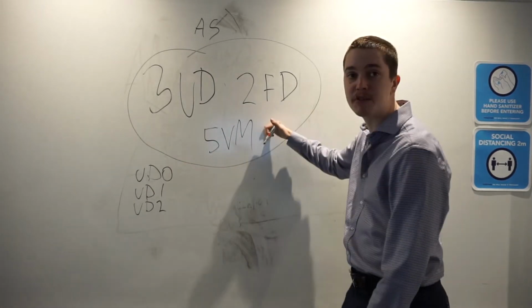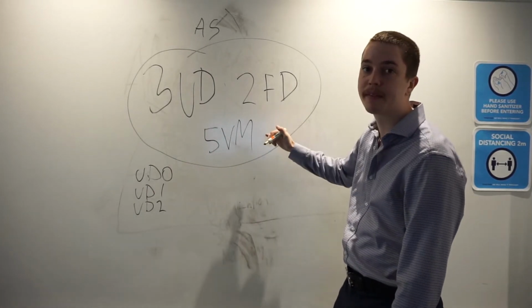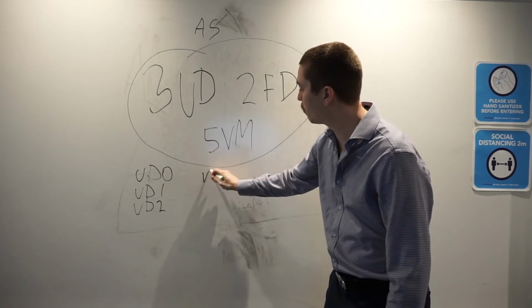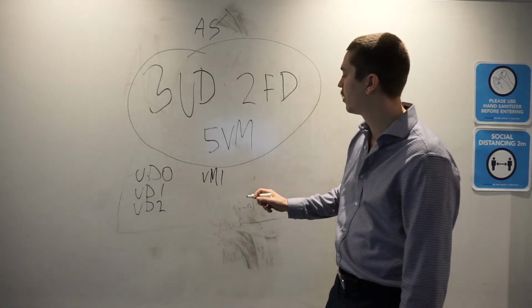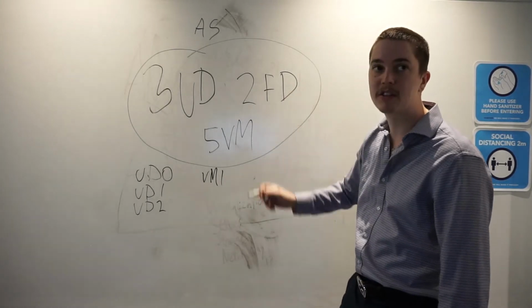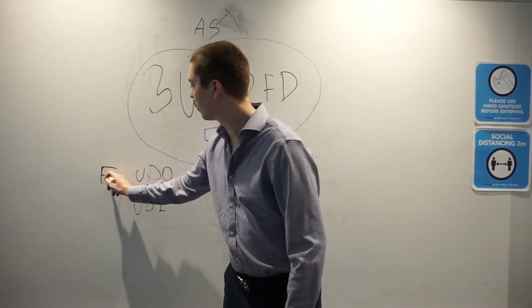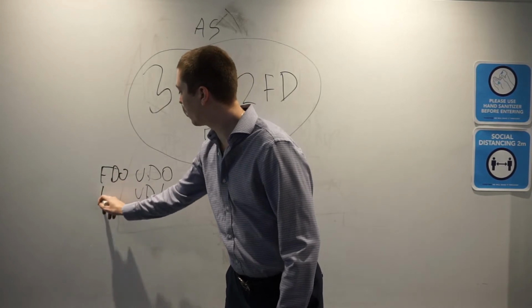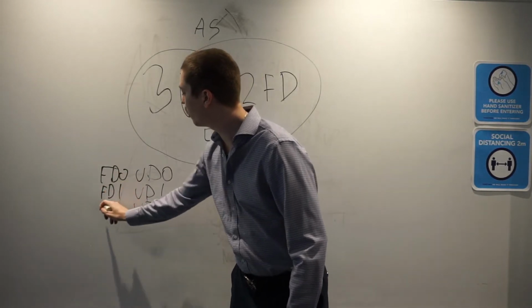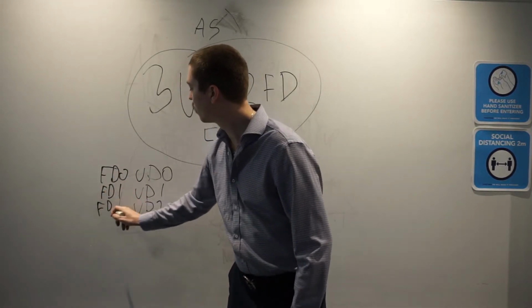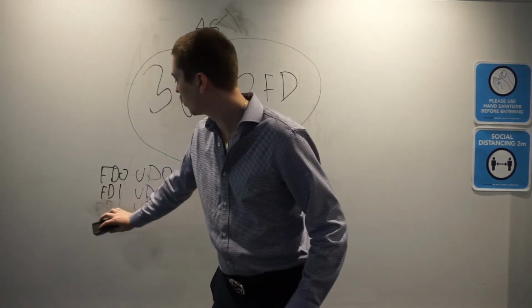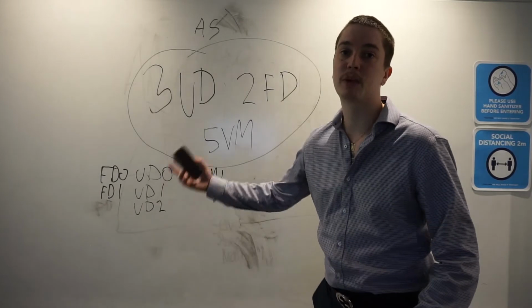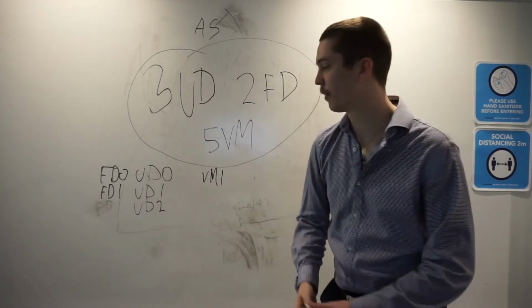But VMs, on the other hand, start with VM1. So, we have VM1. Oh, and fault domains are the same way. So FD 0, we have FD, fault domain 1. And it stops right there, right? Because we only have 2 fault domains in this scenario, because we're in Australia.